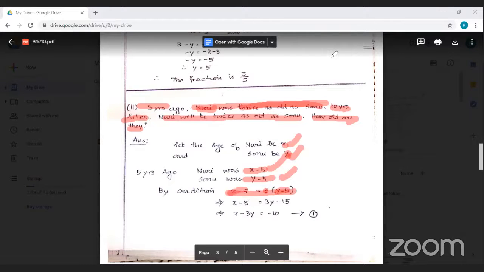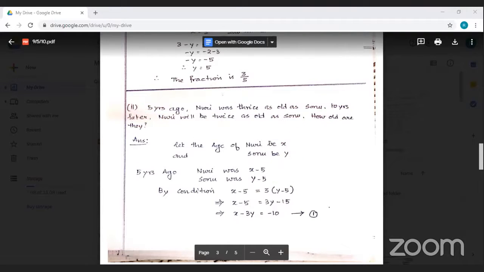Now, equate the conditions, equations. x minus 5 is equal to 3y minus 15. x minus 3y is equal to minus 10. Any doubt in this? No doubt, sir. This is the first equation you form.